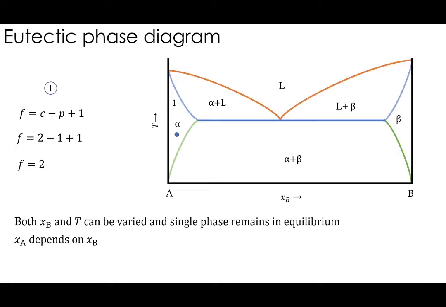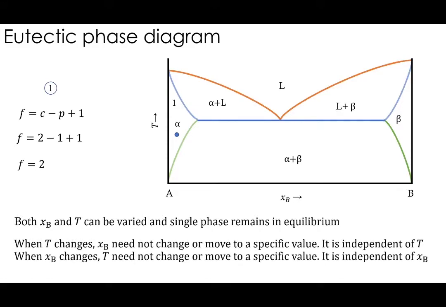Okay, you can also think the other way around. Here we have reduced the temperature. You can also think about changing the composition to some value within this alpha field. It doesn't require that temperature has to also change accordingly. There is no restriction on temperature there. Okay, this thing will become much more clear when we consider the two-phase equilibria. So this is what the single phase equilibria is. When temperature changes, composition need not change or move to a specific value. It is independent of temperature. When composition changes, temperature need not change or move to any specific value. It is independent of composition.